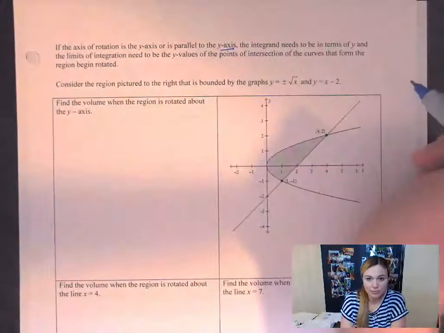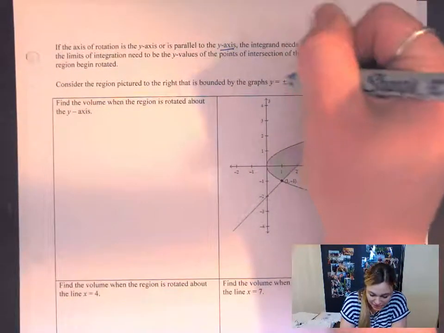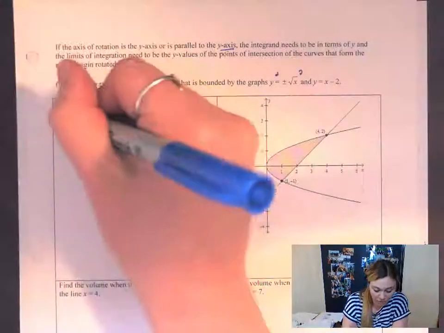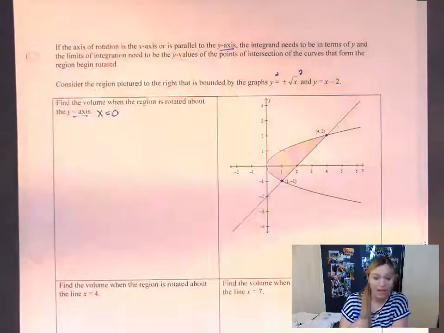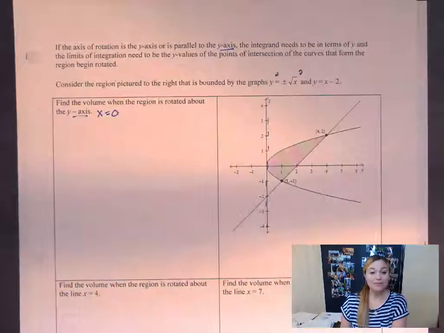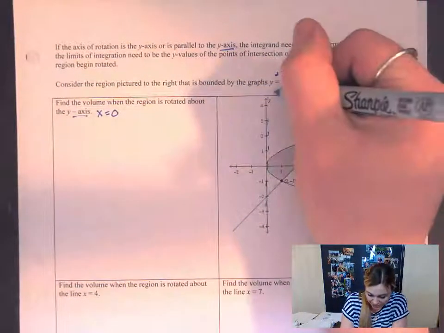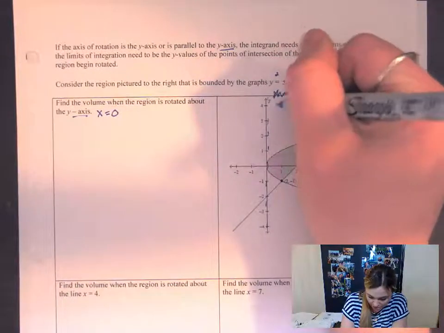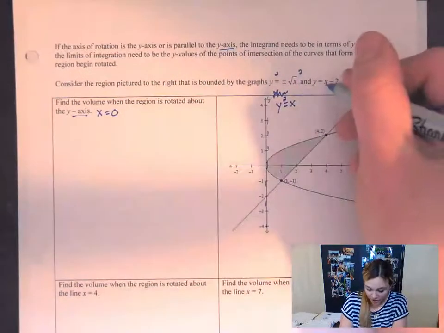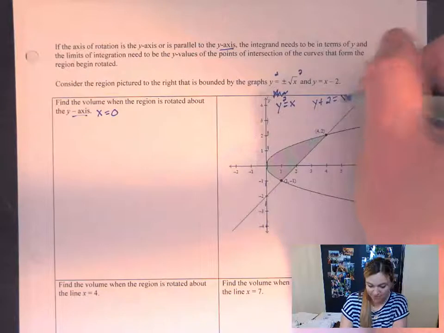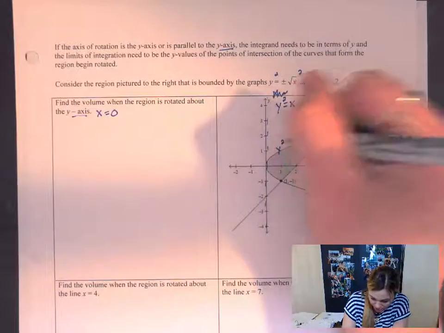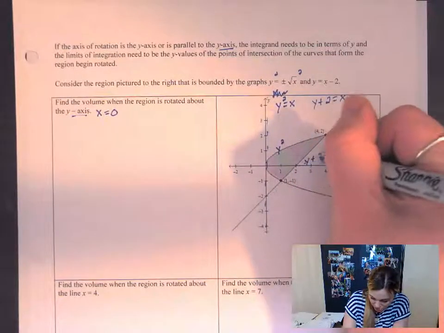Which actually means these things, instead of saying y equals plus or minus the square root of x, I'm going to solve these both so that I get x by itself. I want everything in terms of x. So if we're talking about the y-axis, at x equals 0, think about it up and down, x equals 0. We want everything to be x equals. So here, if I square both sides, I would get, sorry, I messed that up: y squared is equal to x. Over here, I'd have y plus 2 is equal to x. So this one is going to be y squared. This is going to be y plus 2.